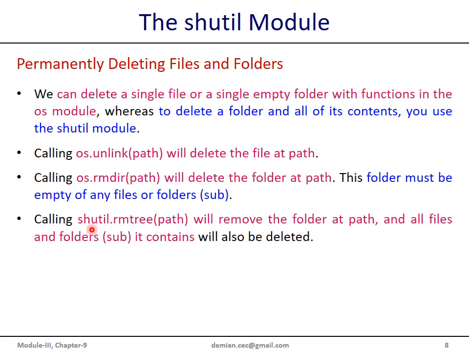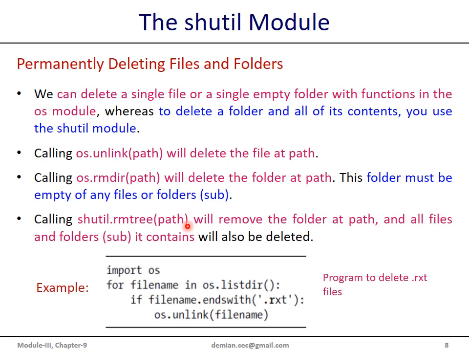And third is the use of a shell utility module having a method rmtree with the argument path, which will remove the folder at a given path. It removes not only a folder, it removes all the files contained in it, all the subfolders and other folders present in the subfolders, all are removed. And again, this deletion is permanent, meaning that we cannot recover the deleted items later on.